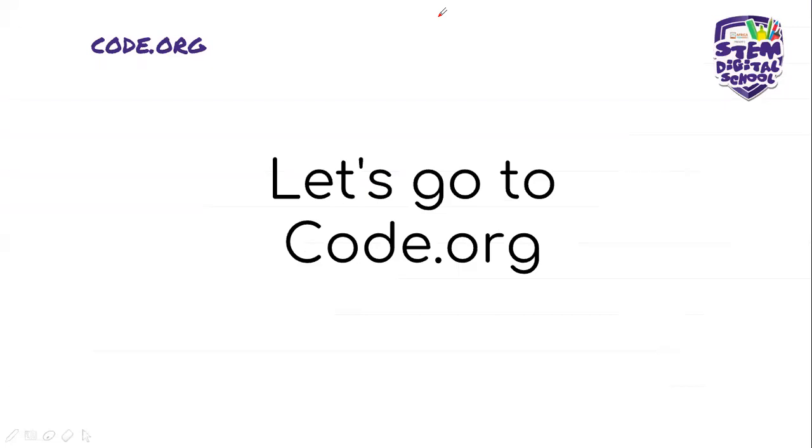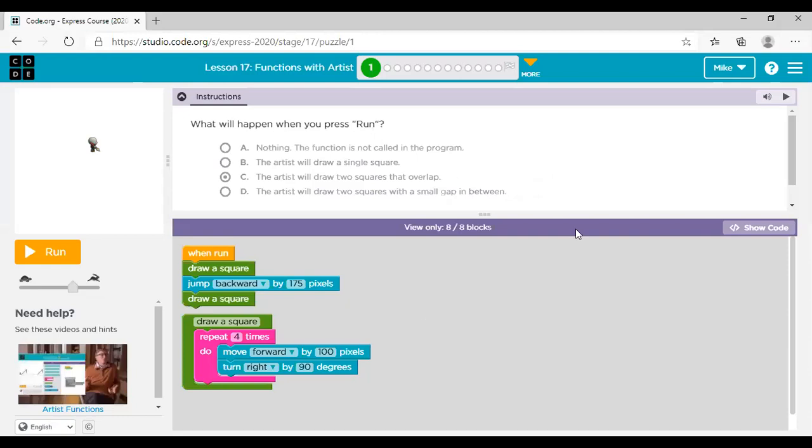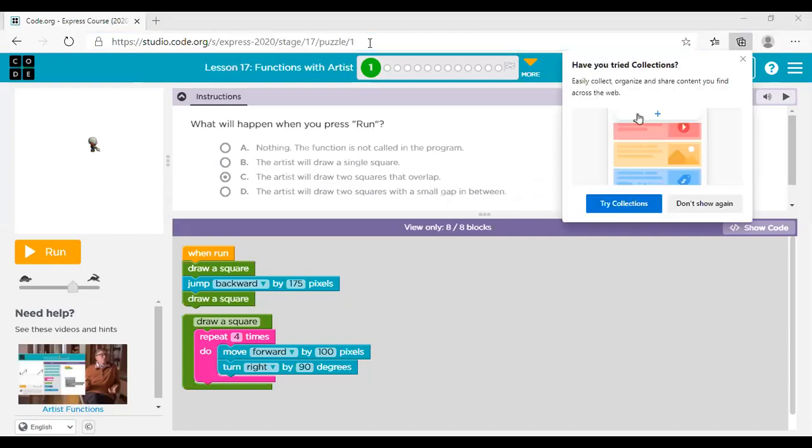If you guys give me a few seconds, let me just quickly go over to code.org on my side, and then I'll share that link with you. There we go. There's my code.org, and I'm going to copy the link, and you guys can find it in the chat box right now.